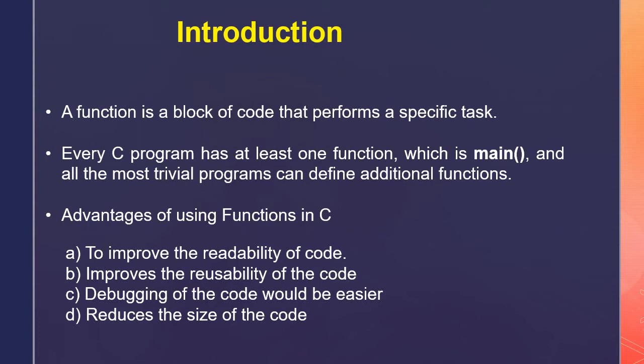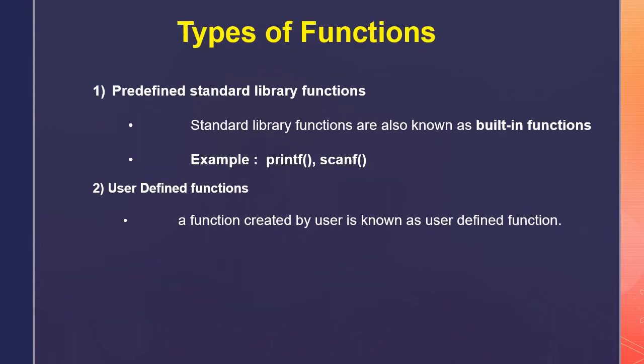The advantage of using functions in C is to improve the readability of the code. It improves the reusability of the code. Wherever we want, we can call the function, and it is very easy to debug. If we want to clear problems or issues, then a function makes it easy to clear. And it reduces the size of the code. We don't want to repeat the lines again and again, so automatically the size of the code will get reduced.